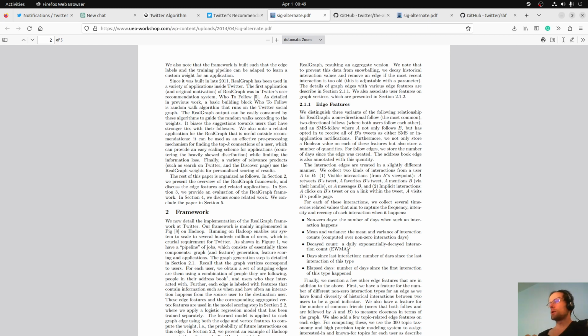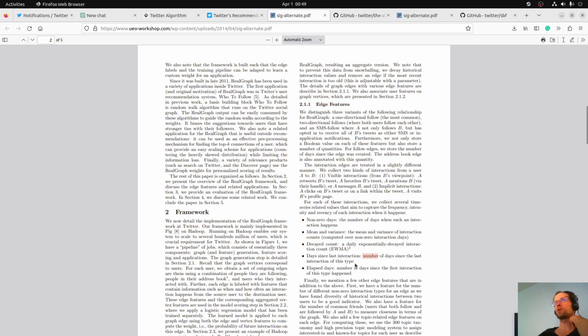Twitter values interactions which happened recently. And if it happened 2 days ago, it's exponentially worse than if it happened 1 day ago. But 3 days ago, it's actually worse than 2 days ago. So it seems like, sure, the number of days when such interaction happens, the number of mean variance interaction counts, those are not exponential, so maybe those are more okay.